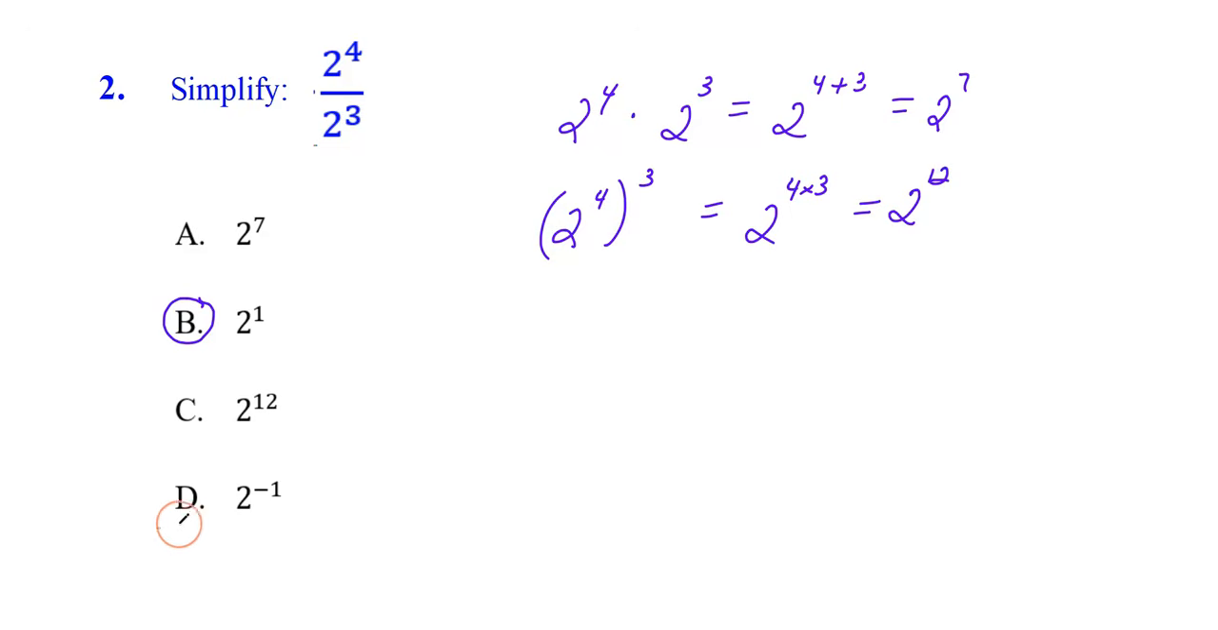And a lot of students say, when would your answer be D? Well, if these two were flipped around, if your problem were 2 to the 3rd divided by 2 to the 4th, then your answer would be D.